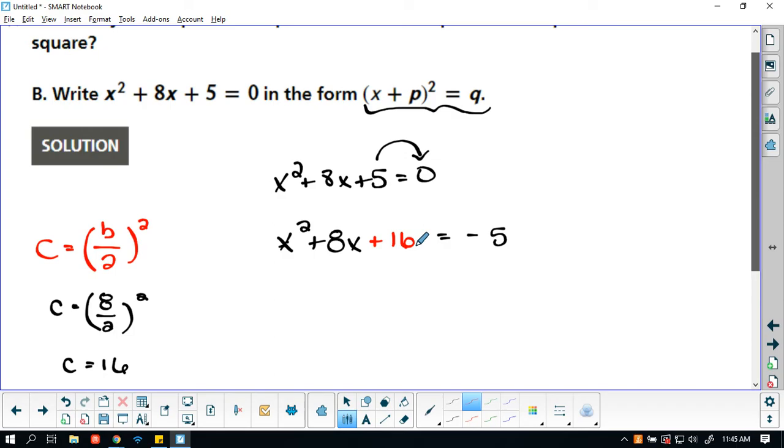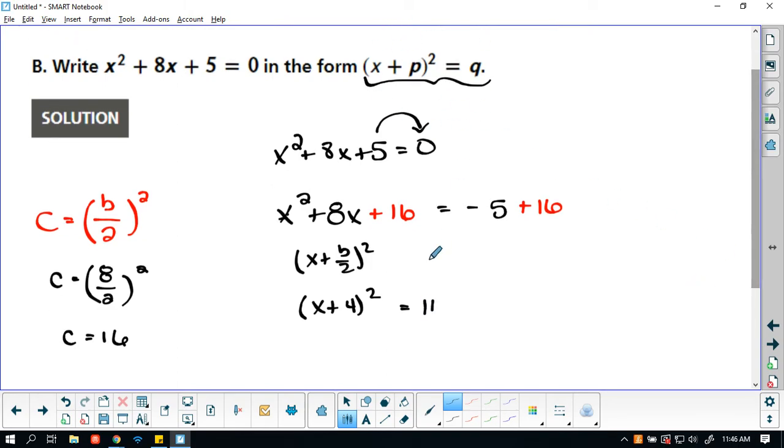Now I can't just go and add values into my equation without it being a balanced equation. And right now it's not a balanced equation because I added this 16 to the left side of the equation. So if I added a 16 to the left, I need to balance it out by adding a 16 to the right. Now we have a perfect square here. And remember, I told you that x plus b divided by 2 squared is going to come back into play. So this is actually going to be x plus b divided by 2, which is 4, squared. And that gives us the left side. The right side is going to be 11. And we're done. We got it into the format they wanted us to get it in.